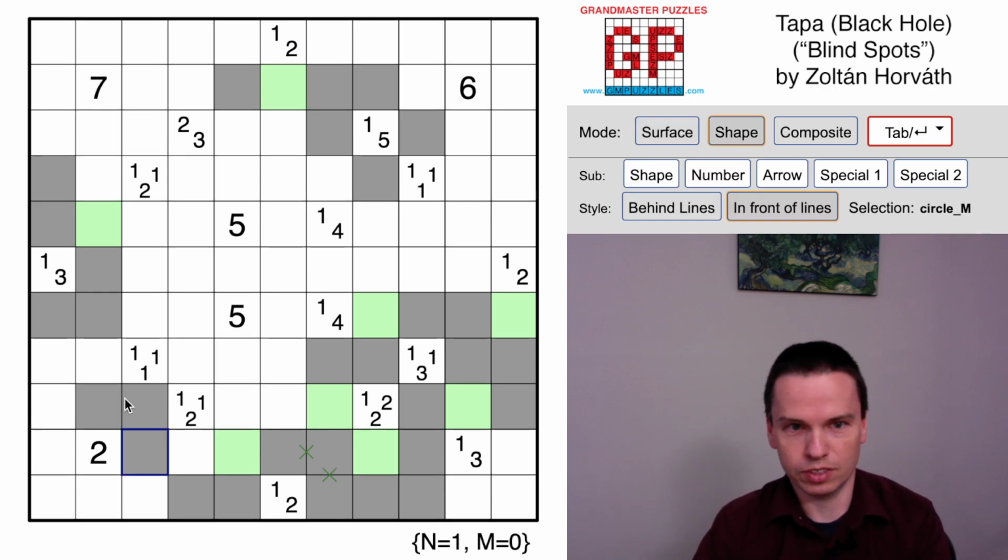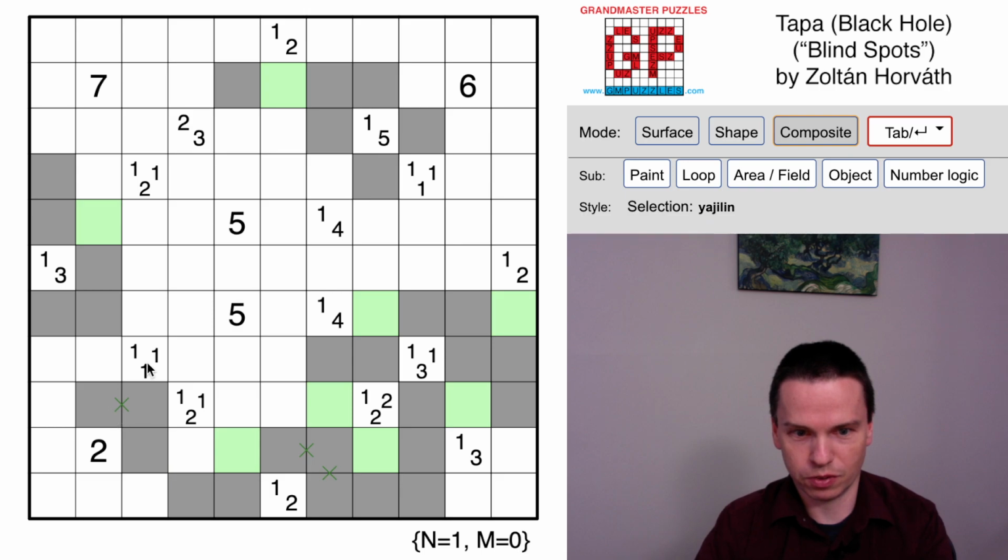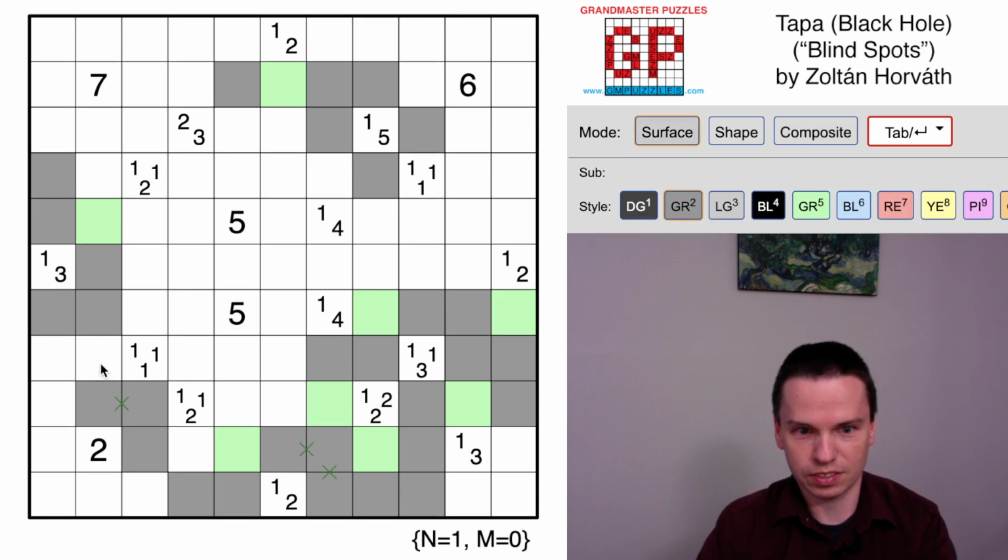That means that one of these cells has to be a black hole because of the 1, 1, 1. With this cell also now shaded in, this has to be shaded off because you can't get 4 in a row with 2 black holes, too many. So this comes over, and we actually have now 4 cells shaded.